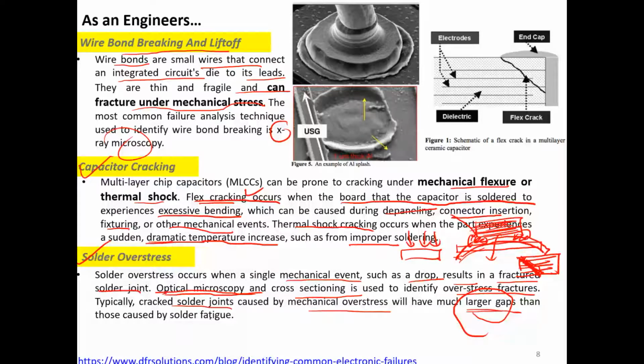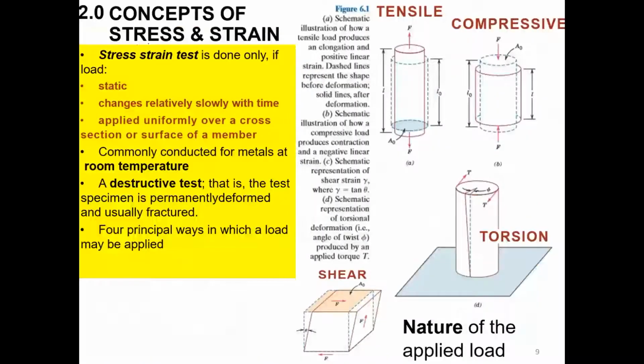This is caused by solder fatigue. We call it solder fatigue. Basically, solder overstress happens during the soldering process on the IC board. Basically, stress-strain describes how a specimen, or a body, responds to external forces. We want to know what happened to the body or the specimen. So in this subtopic, we will explore details on the concept of stress-strain.